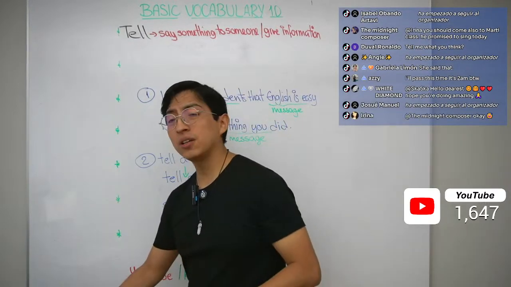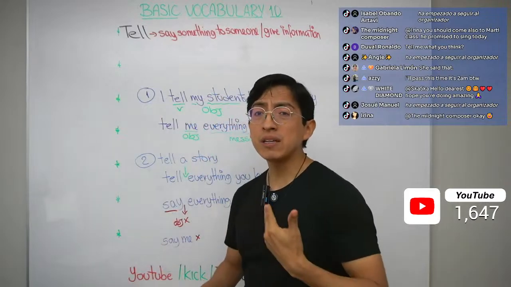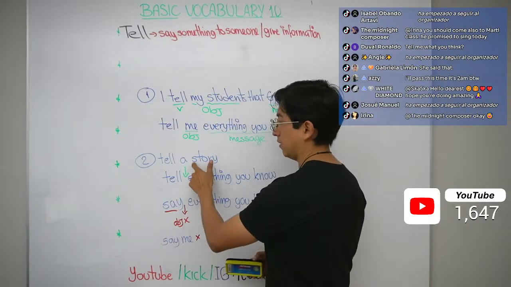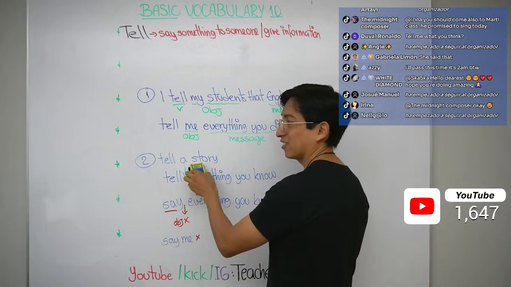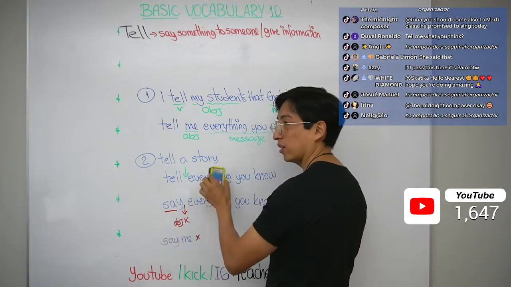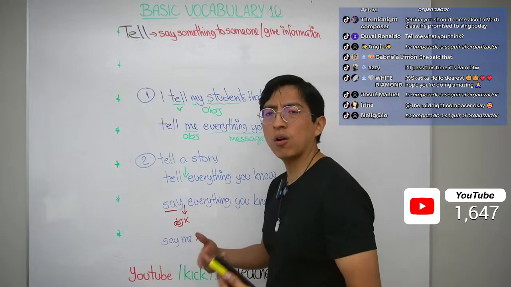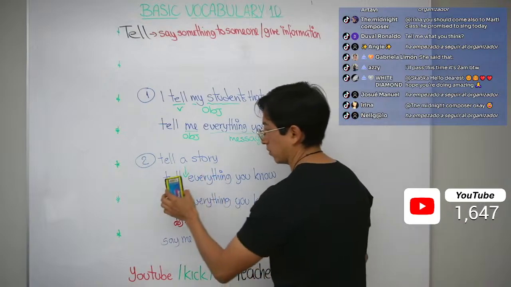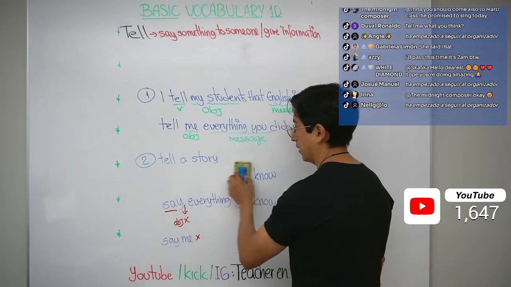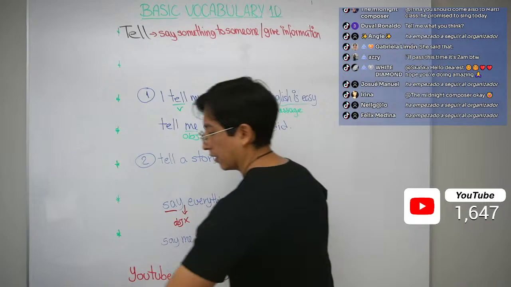Oh, you can say, please, mom, tell me a story. Yes, tell a story. We never say a story. No, say a story is not possible. What are other collocations that you know, guys? You have to write some collocations with tell. I'm going to erase this.